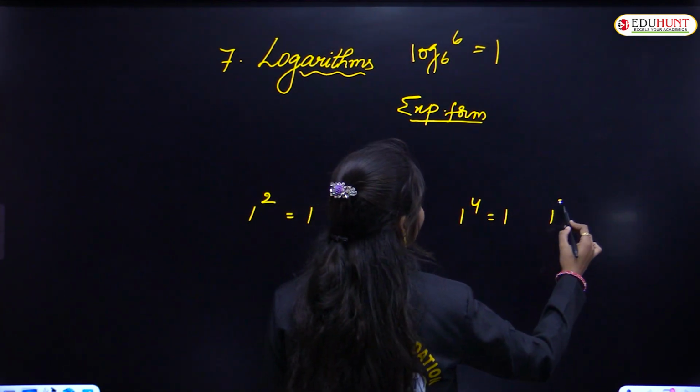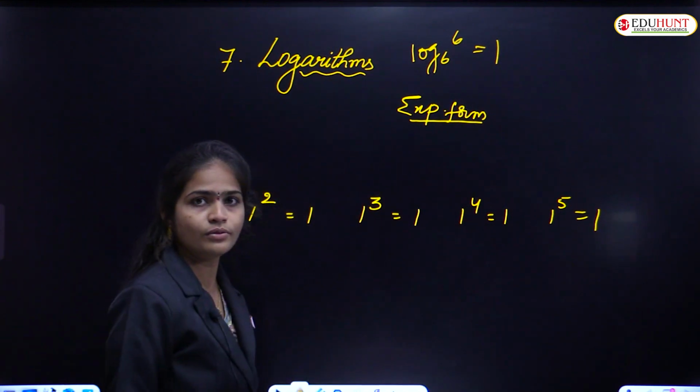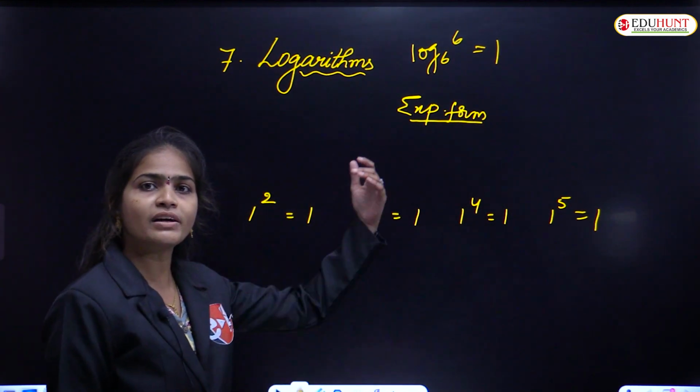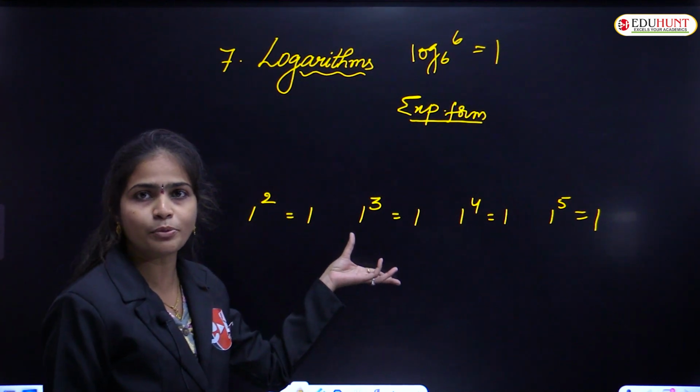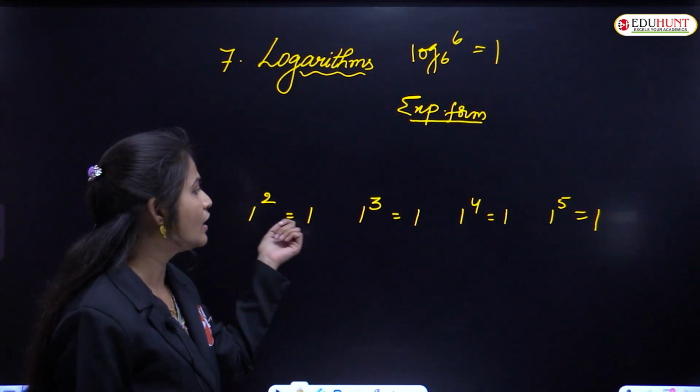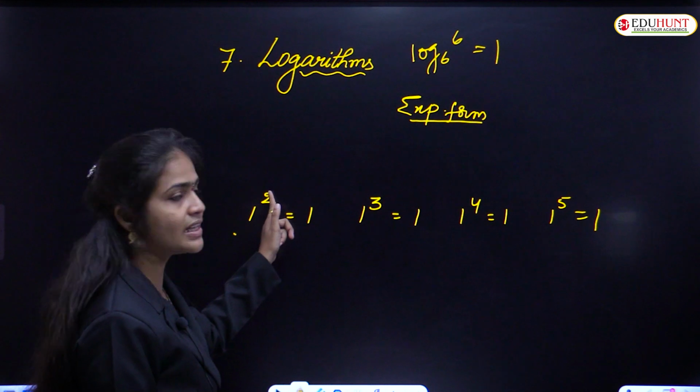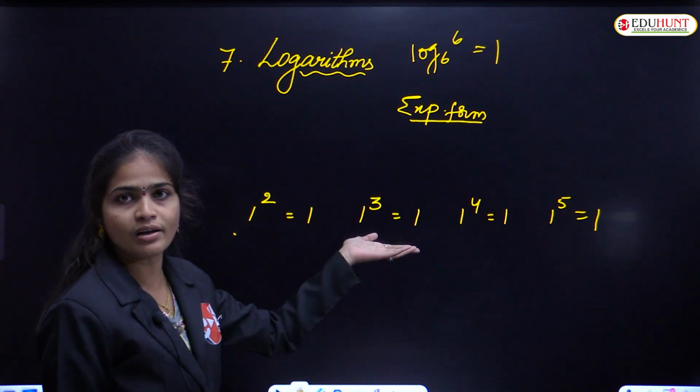And here 1 power 5 is equal to 1. Yes or no? Yes. Why? Because 1 power any number is always 1. Here the base 1 is positive, and logarithmic functions are defined for positive real numbers only. Already we know that. So here I am going to take that as 1 squared. 1 power 1 is always 1.